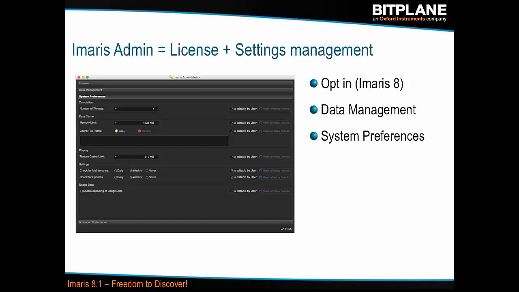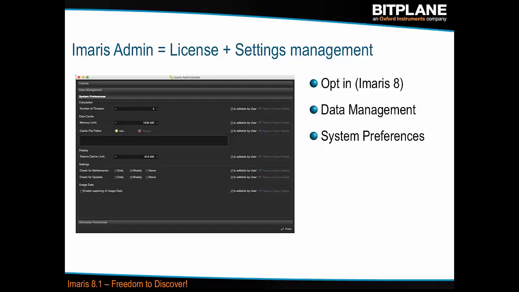Then this is the biggest one. It's the one that is open right now. If you click on that one, this one will collapse and the data management will open. But right now we are in system preferences. And this allows you as a system manager to say, for this computer right here, the system preferences should be X, Y, and Z. And this is really important to get maximum performance out of your computer for Imaris work.